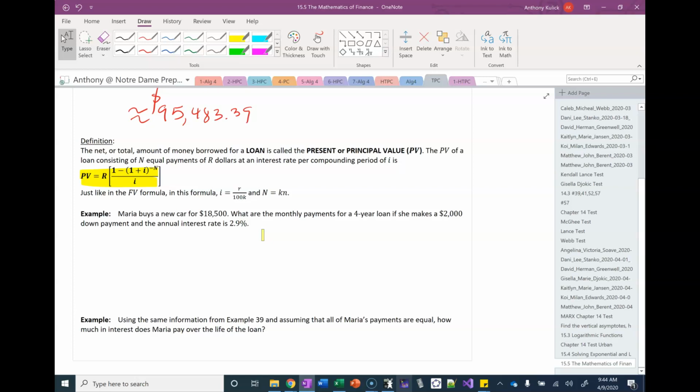So Maria buys a new car for $18,500. What are the monthly payments for a 4-year loan if she makes a $2,000 down payment and the annual interest rate is 2.9%? So my present value is going to be the total value minus the down payment. So 18,500 minus 2,000, or 16,500.